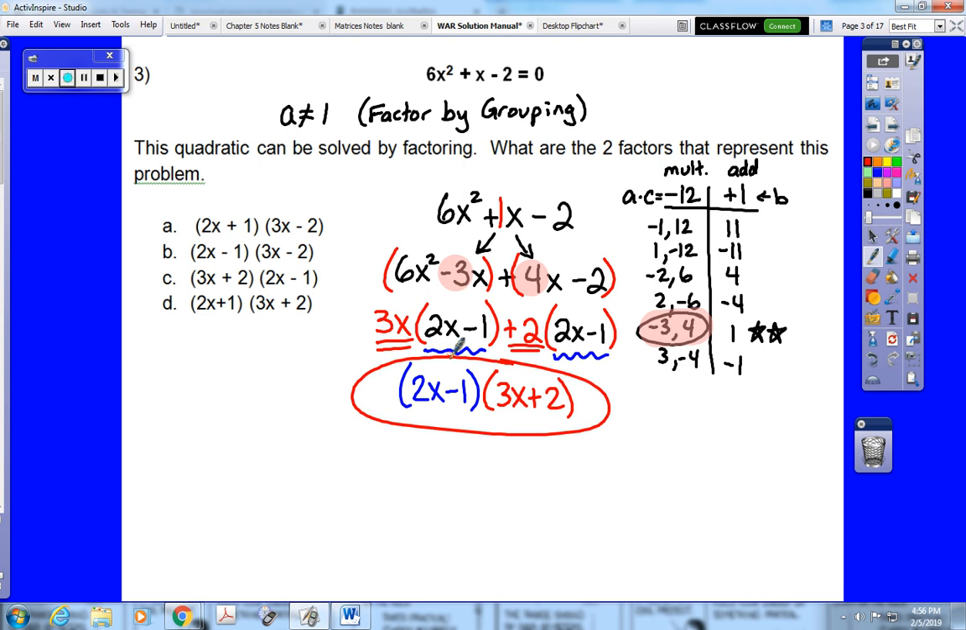So if we look up here and use our answer eliminator, it doesn't have a 2x plus 1 in it. So that eliminates A and D. And it doesn't have a 3x minus 2 in it. The answer is C.